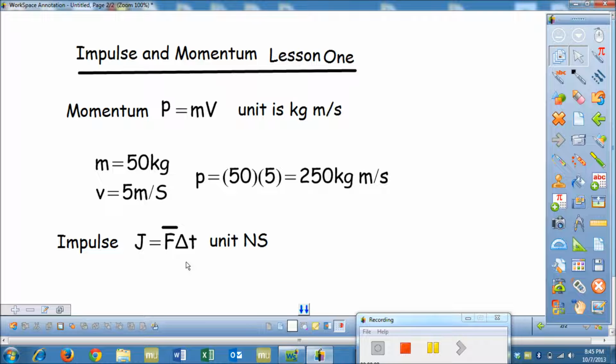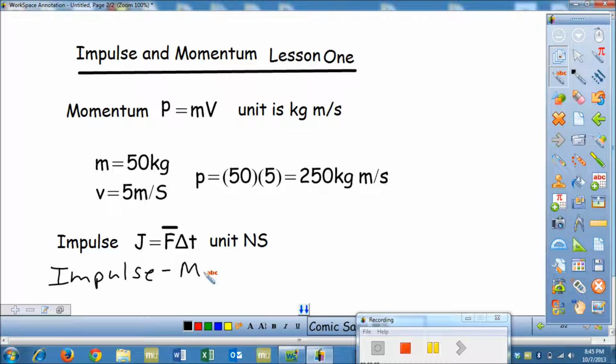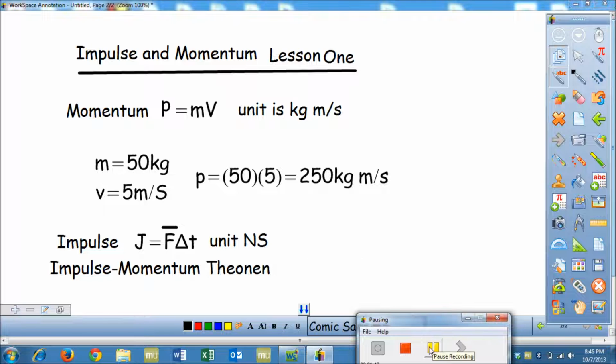And what happens is something called the impulse momentum theorem, I believe it's called. So let me write that down, the impulse momentum theorem. See if you get that. Not too bad.